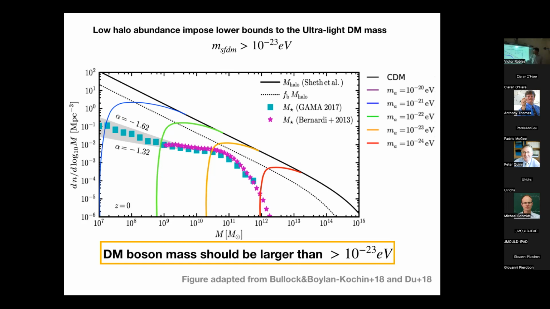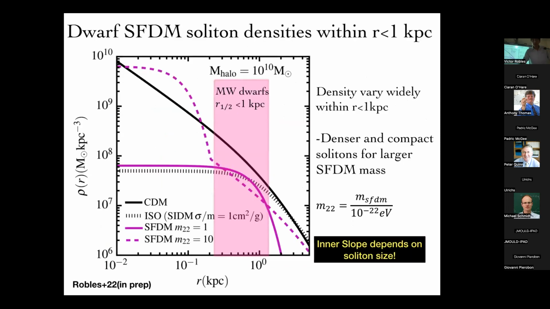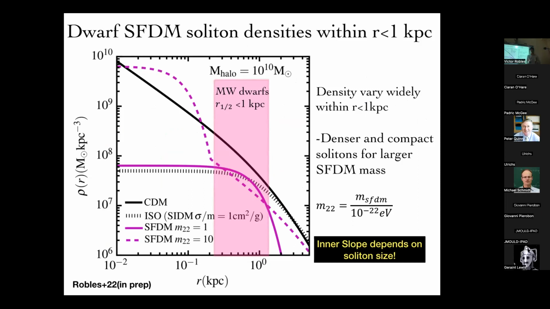You can already see that if you go too low, for instance 10 to the minus 24, you have this red line here that is clearly not enough to host the number of galaxies that we already observe, even the Milky Way, for instance. So if you're conservative, you can think of having a lower bound that already tells you 10 to the minus 23 or lower will be ruled out. On the other hand, what we can do with dwarf galaxies is try to constrain this parameter a little bit more.